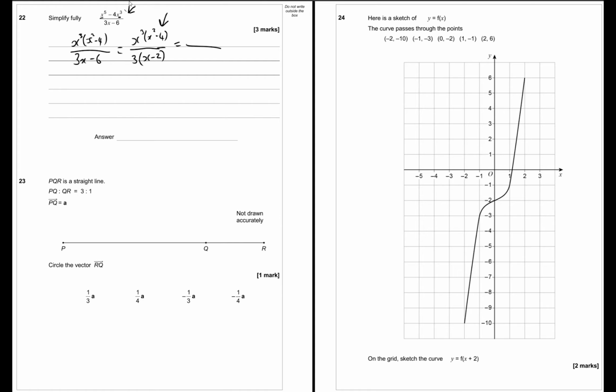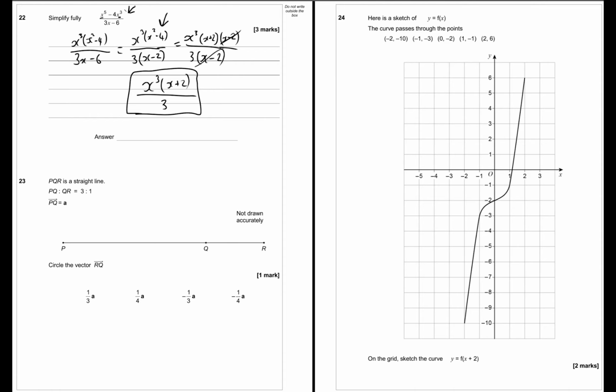So at the top we're going to split a bit more, so we're going to get x cubed, and then we're going to get 2 brackets on top. We're going to get x plus 2 and an x minus 2. And then the bottom is going to stay the same, 3 times x minus 2. And now we can do some cancelling. So we can cancel this and this. So we're going to get x cubed times x plus 2 all over 3. And I think that is as simple as it's going to get.